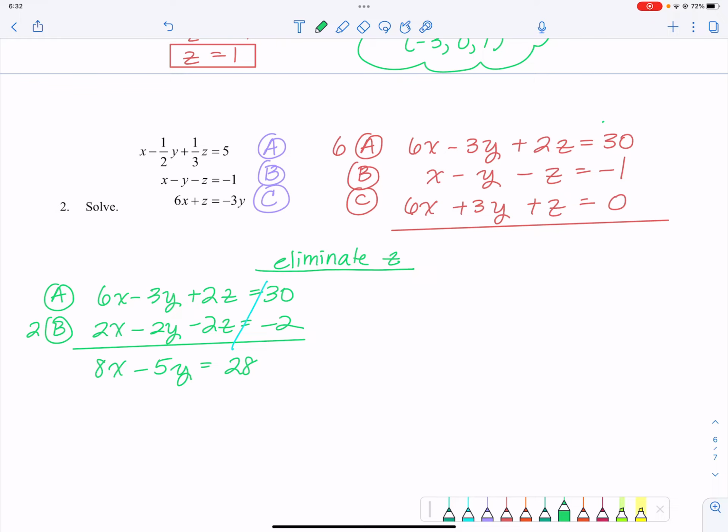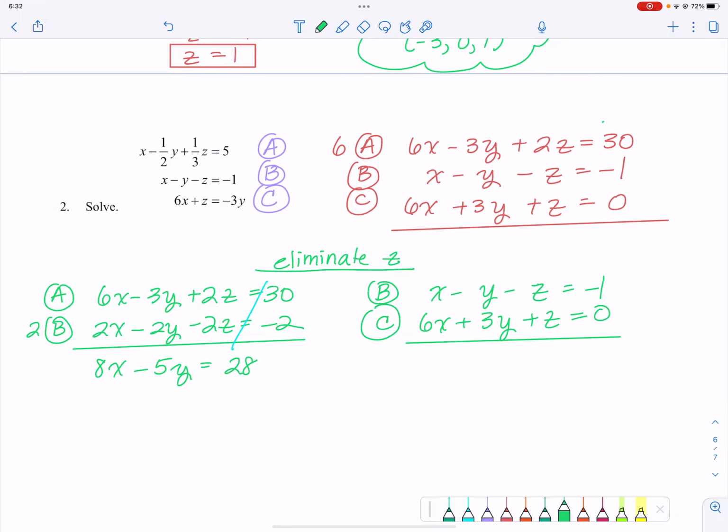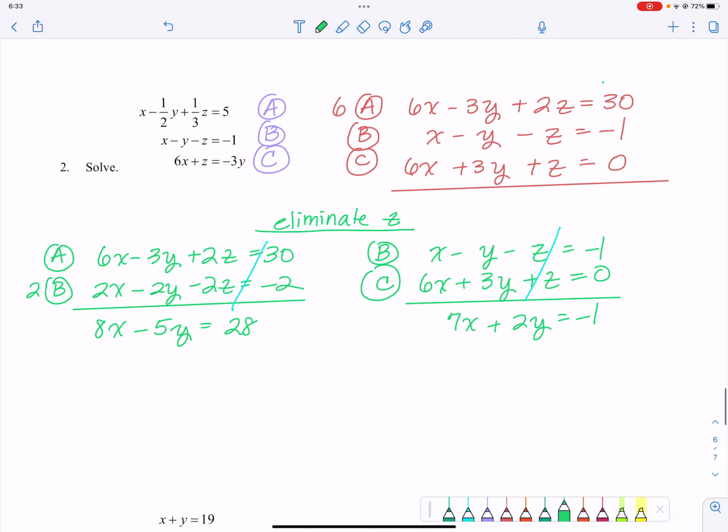Okay, so we've eliminated z from equations A and B, and now let's just choose, it doesn't really matter, let's choose B and C. And now it looks like we don't have to adjust these or multiply by any constants, because if we just add these 2 equations together, we will eliminate z. So we have 7x plus 2y equals -1.